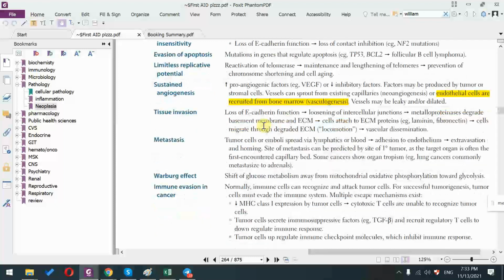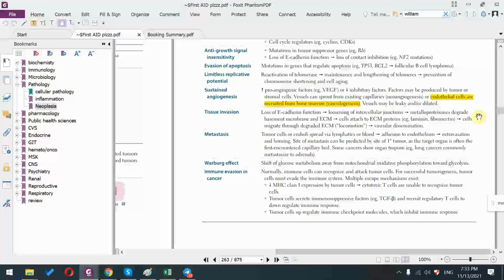Okay. So, tissue invasion: loss of E cadherin function. It's the losing of the intercellular junction. Remember, E cadherin is what used to connect two cells together. If the cadherin does not exist, the epithelial cells will separate from each other, and that will lead to movement of the tumor cells downward. So there will be loss of the intercellular junction.